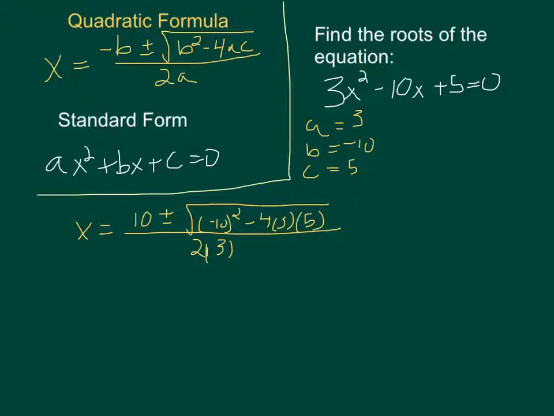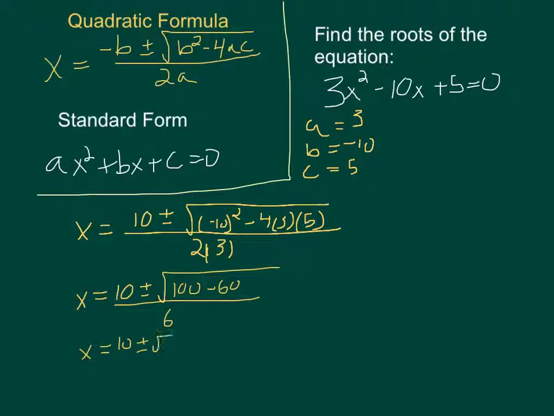Now the goal here is just to simplify. So as we simplify, we have x equals 10 plus or minus the square root of 100 minus 4 times 3, which is 12, times 5 is 60, all over 2 times 3 is 6. Keep reducing that. You have x equals 10 plus or minus radical 40 over 6.